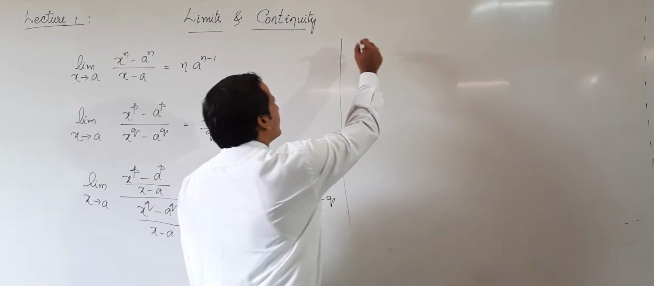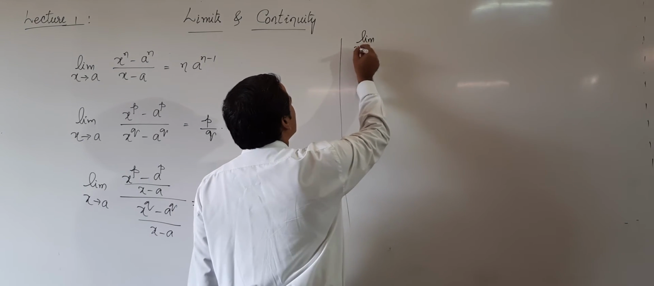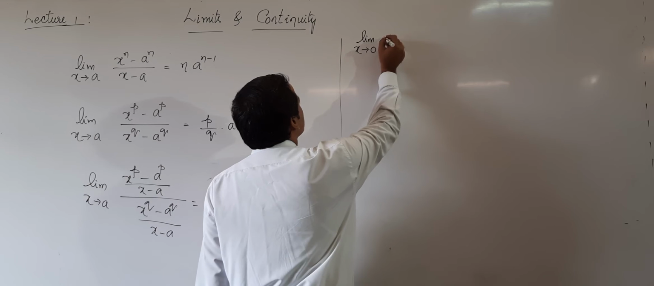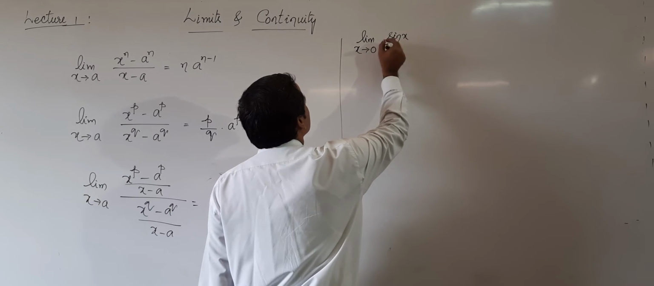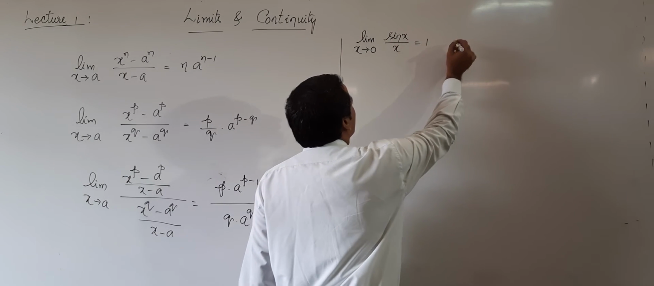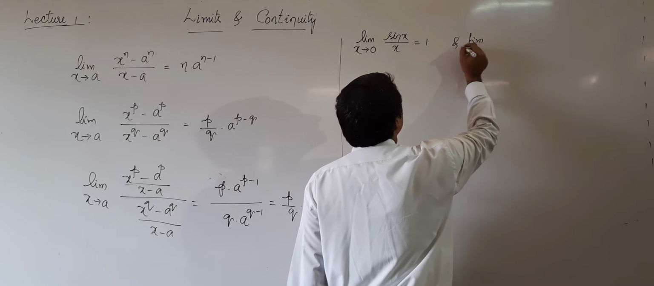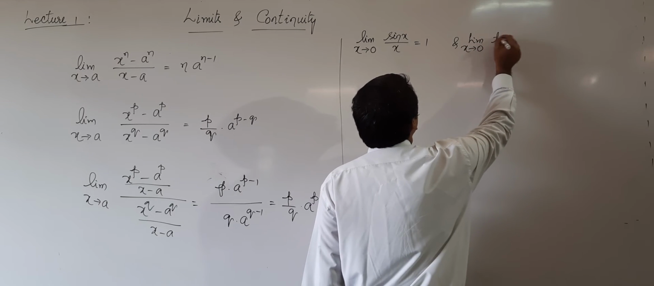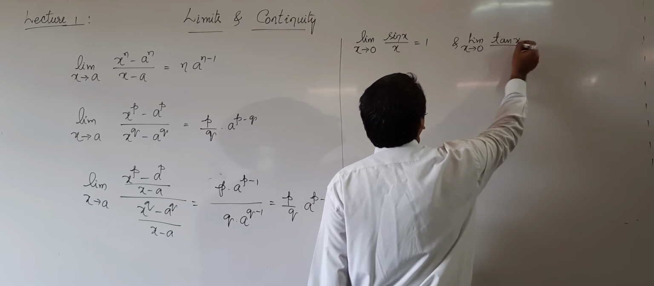Then the other formulas we have seen are: the limit as x approaches 0 of sin x by x is equal to 1, and the limit as x approaches 0 of tan x by x is also equal to 1.